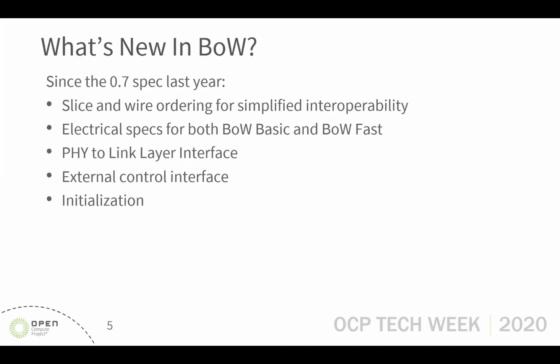So what's new in BO? Since we did our 0.7 spec last year, we have defined our slice and wire ordering to simplify interoperability. We have defined the electrical specs for both BO basic and BO fast, and the PHY to link layer interface, and the external control interface and initialization.